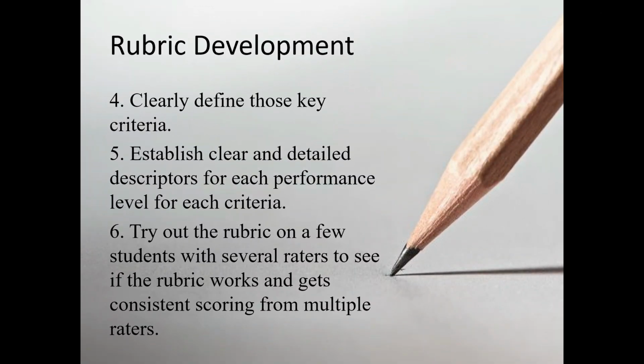Organization or mechanics. Fourth is to clearly define those criteria. So, what do you mean by organization, or what does organized writing look like? Fifth is to establish clear and detailed descriptors for each performance level for each criterion. Using specific language for the descriptors of performance levels increases the chances that multiple faculty members will apply the rubric in a similar manner, or determine what the different levels of performance look like within each criterion.